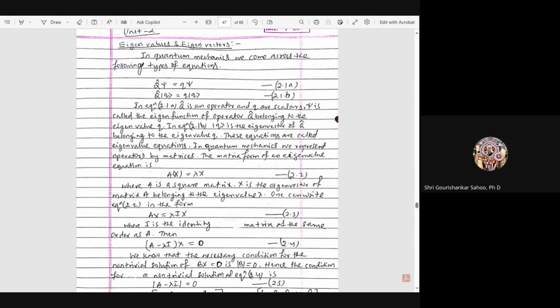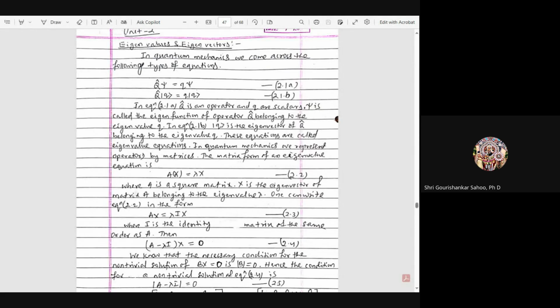These operators can also be written in a matrix form. So ket q is the eigenvector of Q cap belonging to eigenvalue q. These equations are called eigenvalue equations. In quantum mechanics, we represent operators by matrices. The matrix form of an eigenvalue equation is A x is equal to lambda x, where A is a square matrix and x is the eigenvector of matrix A belonging to the eigenvalue lambda.